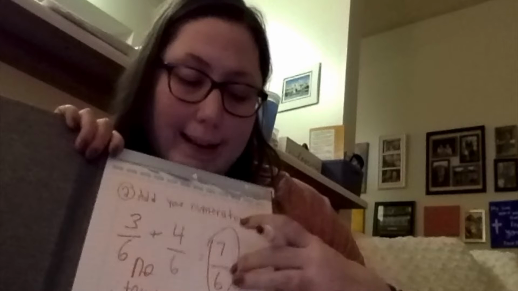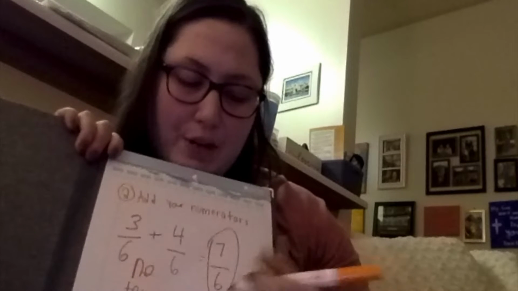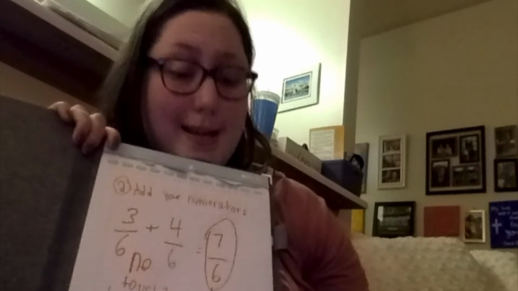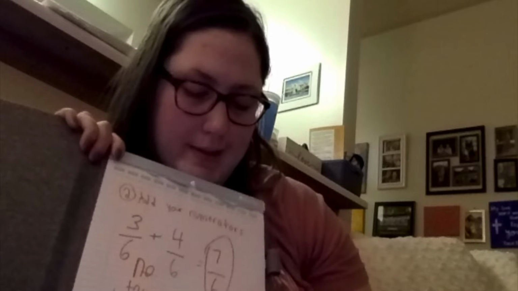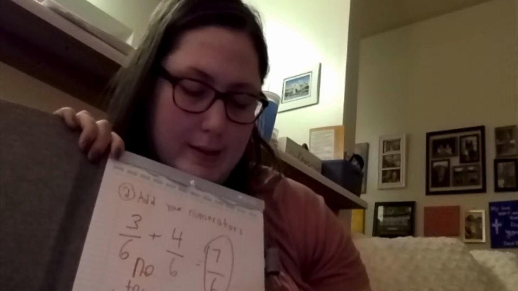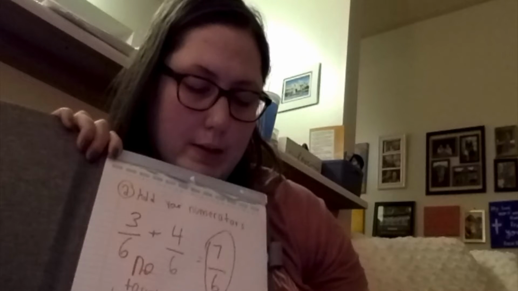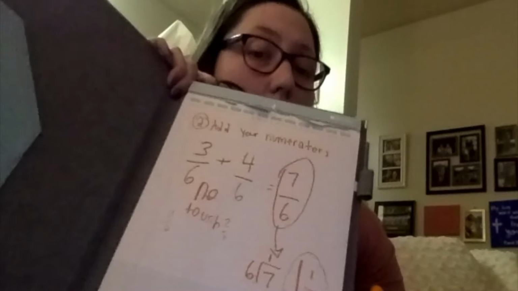Now, our last step is to simplify. Right now, we have an improper fraction. We want to make it proper. We all know how to do this. We're going to take 7 divided by 6. 6 goes into 7 one time with a remainder of 1. So it becomes 1 and 1/6. There is our final answer, 1 and 1/6. All in all, we know 1/2 plus 2/3 equals 1 and 1/6.